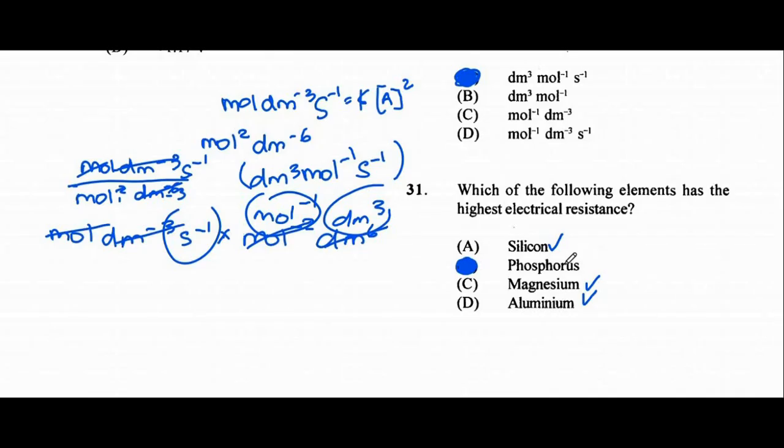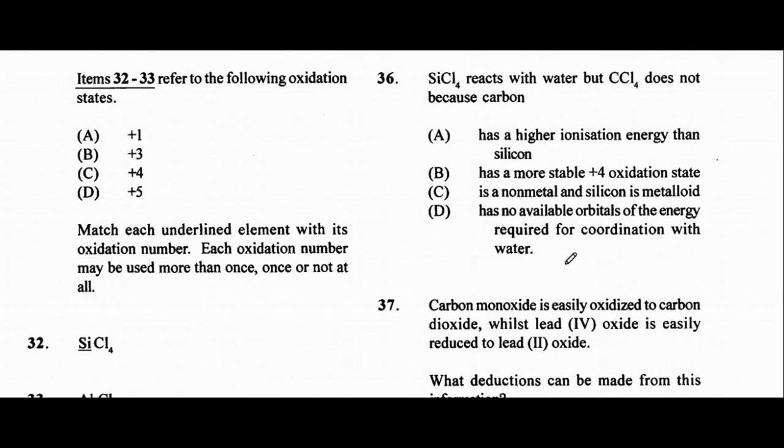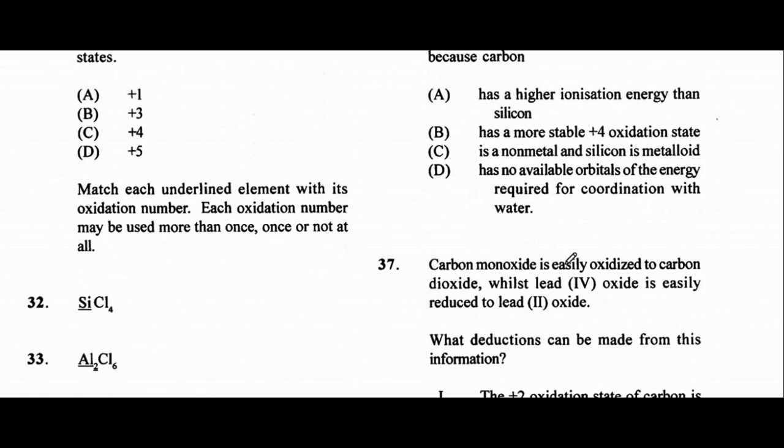Let's continue to 32. Okay, items 32 to 33 refer to the following oxidation states. You have the +1, +3, +4, and the +5. And it says match each underlined element with its oxidation number. Each oxidation number may be used more than once, or not at all.